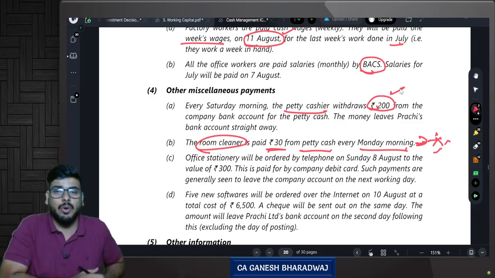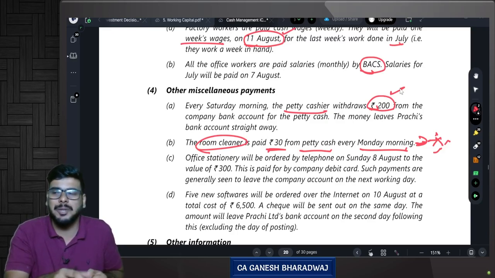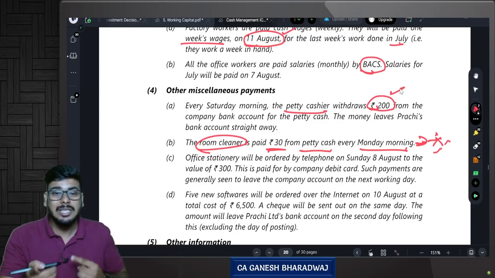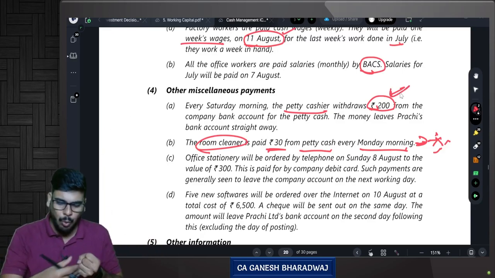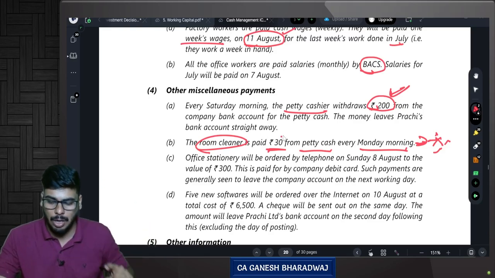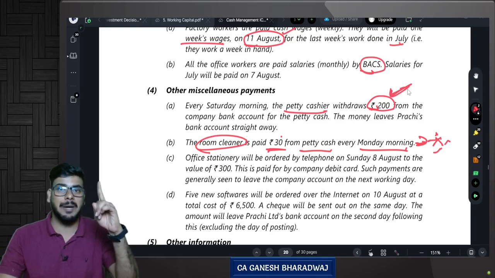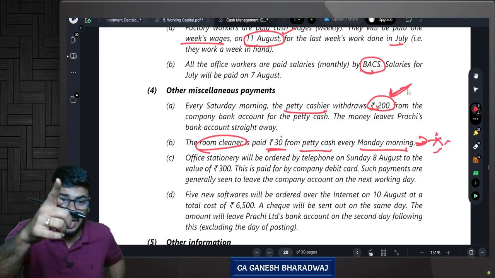Now, from this 200 that the cashier has in his hands, out of this, he's paying 30 rupees, 20 rupees, whatever it is. Now, this will not impact my bank balance. Why? Already I have withdrawn 200 rupees. Out of that only I am spending something. So obviously it will not impact my bank account now. When I withdraw 200 rupees, that will impact my bank account. From the amount withdrawn, if I'm spending it, how will it impact my bank account? Are you clear with this?